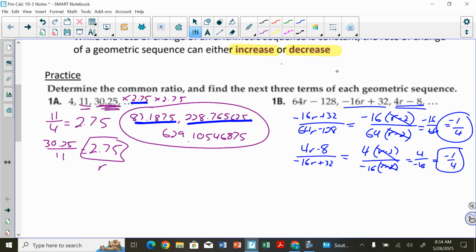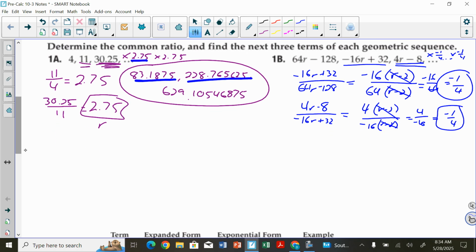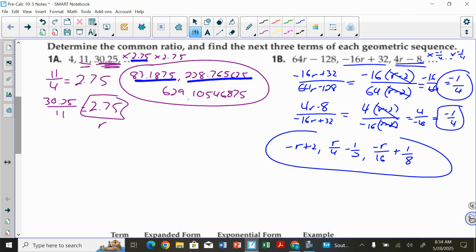Okay. So now I'm going to have to multiply these by negative 1/4. Keeps going, negative 1/4. And so what I end up getting is my sequence would be negative r plus 2, comma, again, multiplying by negative 1/4, so r over 4 minus 1/2, and comma, negative r over 16 plus 1/8. Okay, those will be the next 3 items in the sequence.